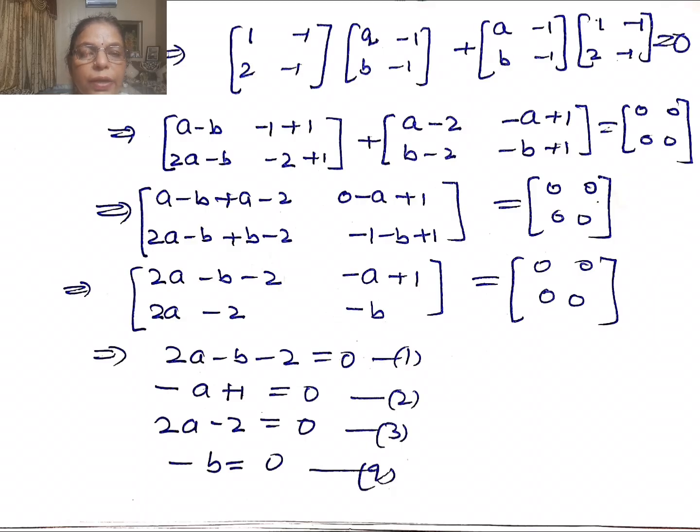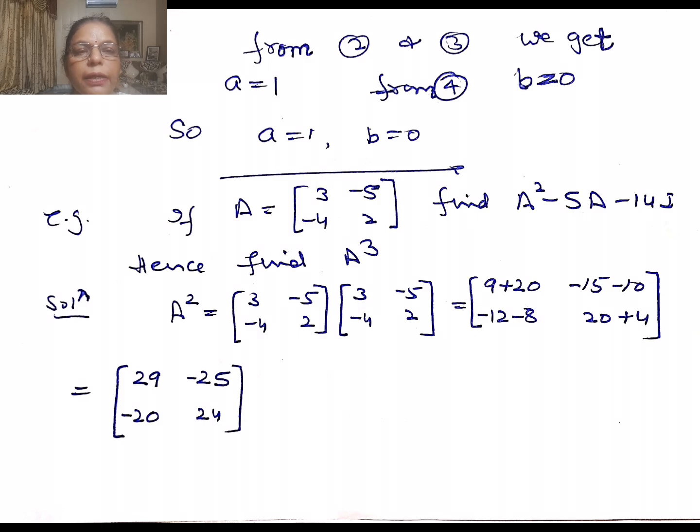Now equating the corresponding elements of the matrices, we get 2a minus b minus 2 goes to 0, minus a plus 1 goes to 0, 2a minus 2 goes to 0, and that means minus b goes to 0. So we get the result a is equal to 1 and b is equal to 0.